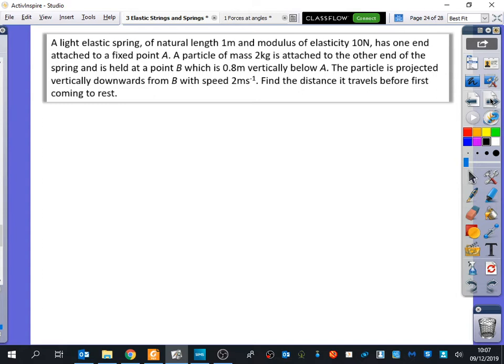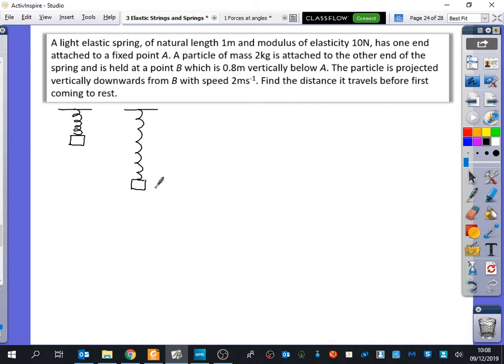So what does this look like? Compression. So it's vertical, right? And it's being held at a compression point. And then it's not even being released, it is being projected vertically downwards. So it's not being released, so it's also going to have kinetic energy to begin with. So this is what it's starting off like. And we want to find out the distance before it first comes to rest. So we know it's going to come further down, like this.